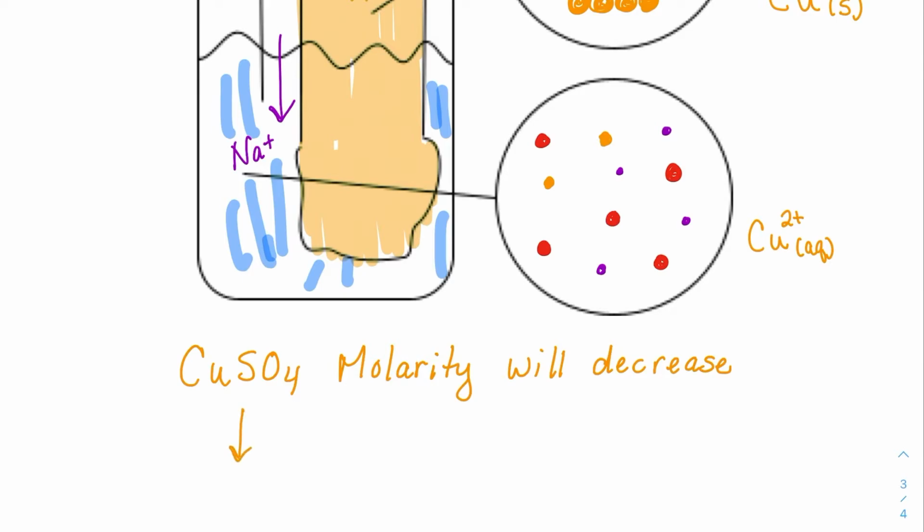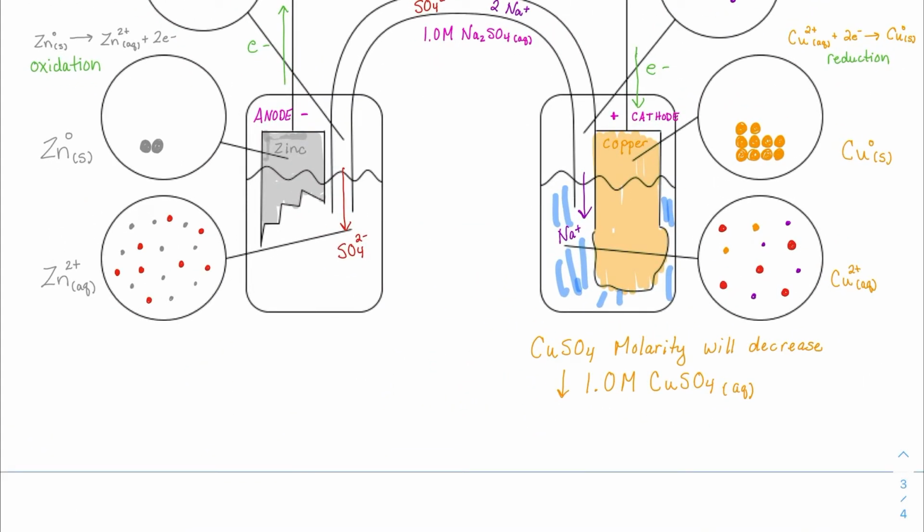So what I'm going to do is just do a little arrow and say my 1.0 molar copper 2 sulfate solution is really kind of starting to not be 1 molar anymore, if you want to add an aq. All right, what about the other side? Let's talk about that zinc then.